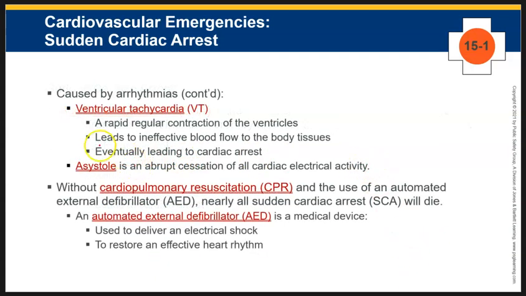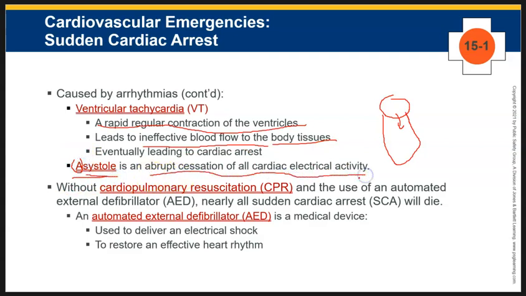Ventricular tachycardia is a rapid, regular contraction of the ventricles, still leading to ineffective blood flow because we don't allow for the atrium to completely fill that larger ventricular chamber and effectively pump blood to body tissues. We also have asystole, without pumping, the abrupt cessation of all cardiac electrical activity. In these three cases, CPR is critical for patient survival, along with use of an AED to restore an effective heart rhythm.